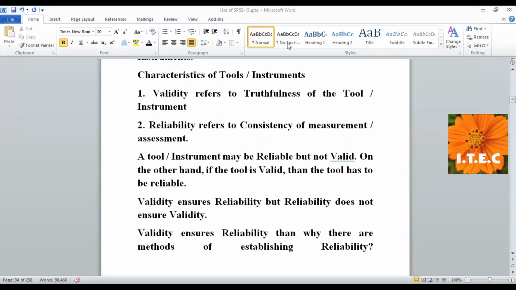Yes, Krishna. Krishna has written something, that we need to find out how reliable the tool is.